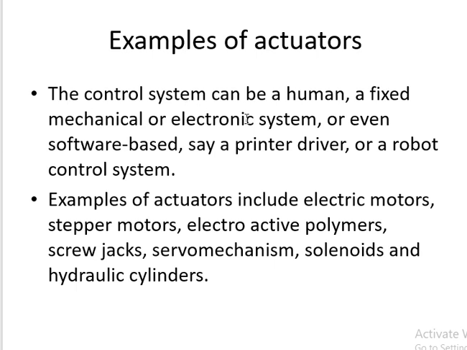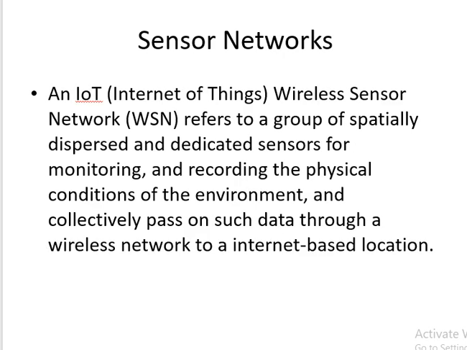The control system can be a human, a fixed mechanical or electronic system, or even software based, say a printer driver or a robot control system. Examples of actuators include electric motors, step motors, electroactive polymers, screw jacks, servo mechanisms, solenoids, and hydraulic cylinders.